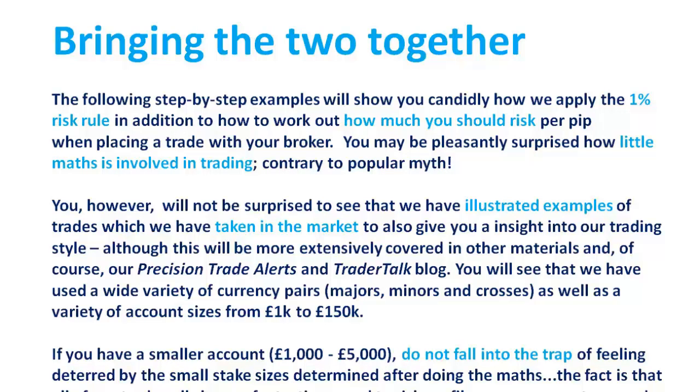So with the combination of the 1% risk per trade rule and the requirement of having to use a stop loss, you'll see for yourself how little maths is actually involved in trading. Contrary to popular myth, there's this romanticized image of a good trader happening to be also a mathematician of sorts, but that's not the case. You saw how easy it is to work out what 1% of your trading account is, and a simple subtraction, that's as difficult as it gets.